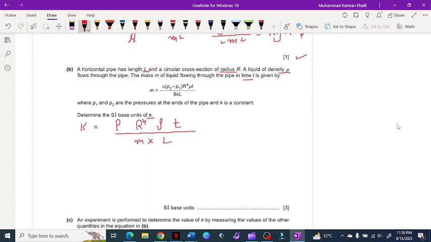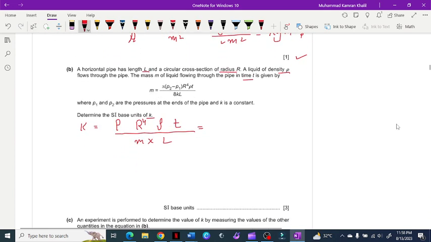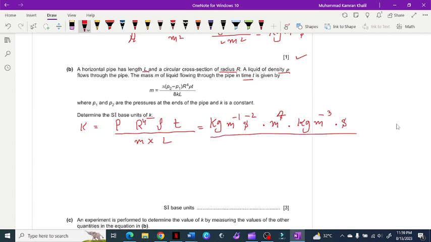L is the length. Now we will substitute the unit pressure. Already we have done that, kg m minus 1 s minus 2. Then r is the distance, radius, it is m power 4. Then density, mass over volume, kg m minus 3. Then time is in seconds, over the mass is in kg, the length is in meter.